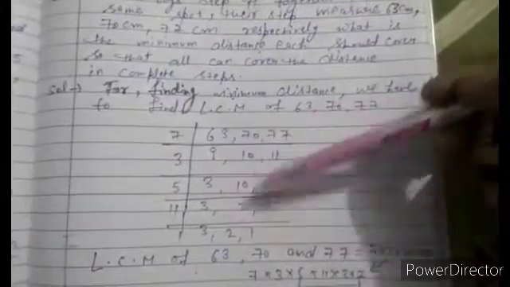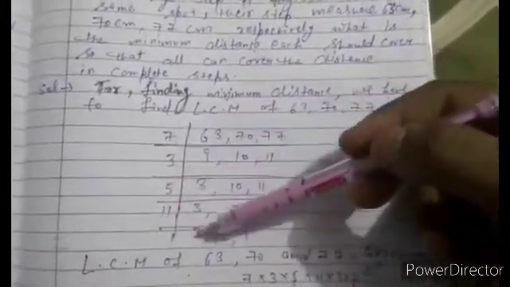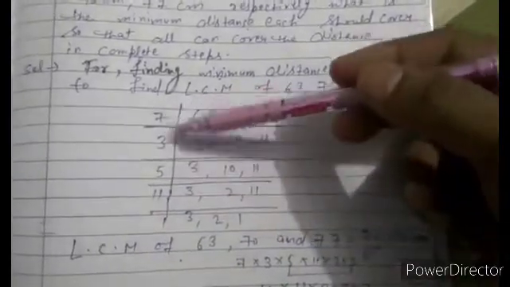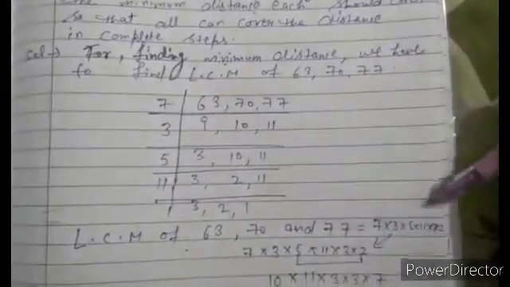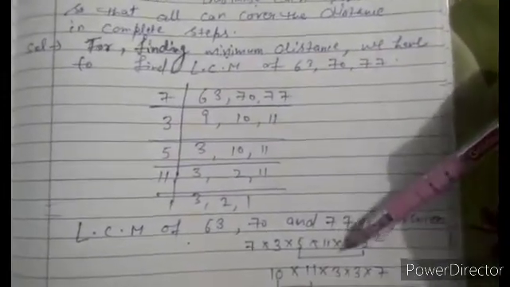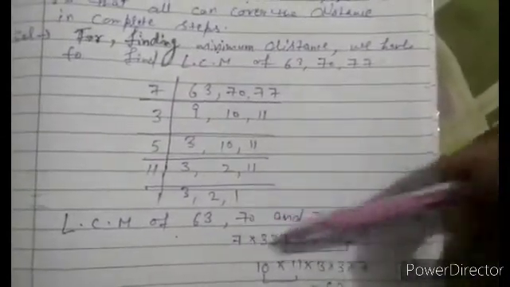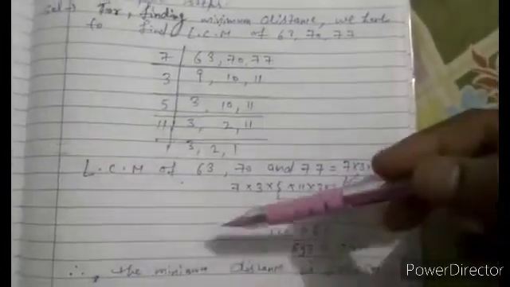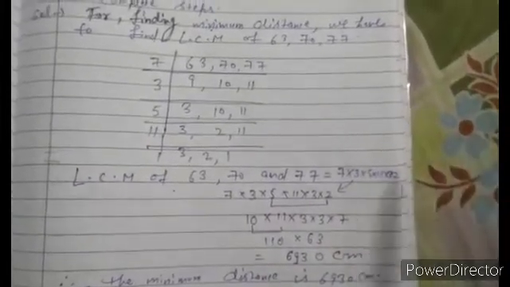This is the formula of taking out the LCM. Here should be all prime factors. So we can take these left prime factors, and these also prime factors. So LCM of 63, 70, 77 will be 7 multiply 3 multiply 5 multiply 11 multiply 3 multiply 2. So we can write here the formula to take out the LCM. We will multiply all these prime factors. So we will get 6930 centimeter. Therefore the minimum distance is 6930 centimeter.